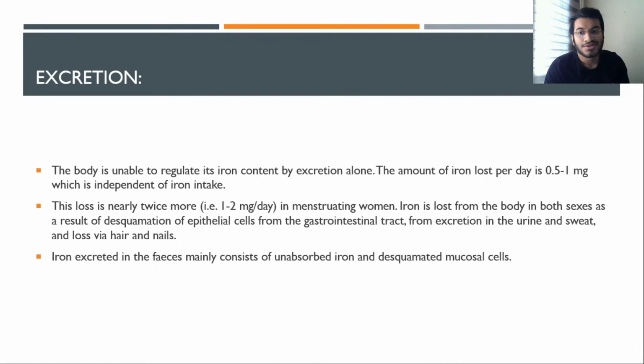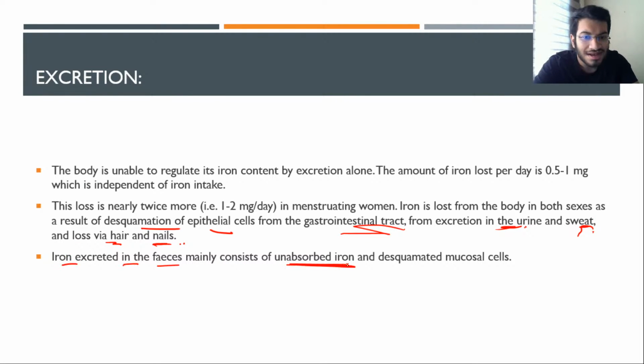Right, so loss is constant, independent of iron intake. So this loss is nearly twice more than in the menstruating woman, like I said earlier. Iron is lost from the body in both the sexes as a result of the desquamation of the epithelial cells from GI tract, from the excretion in urine and sweat, and loss via hair and nails as well. Iron excreted in the feces mainly consists of the unabsorbed iron and desquamated mucosal cells. Right?